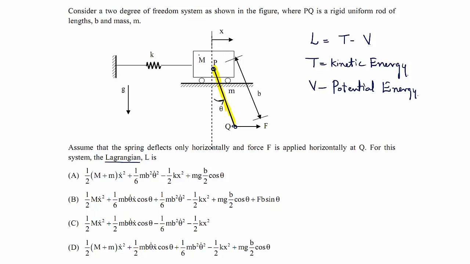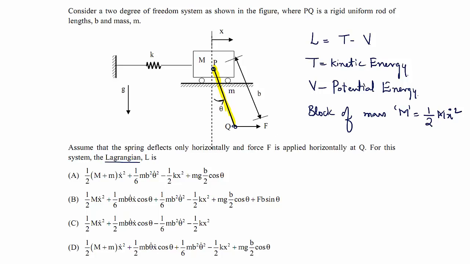For the block of mass capital M, the kinetic energy will be half M x dot square. Half M x dot square will be the linear kinetic energy of the block. Similarly, this rod will have its own kinetic energy, but the computation will be different here.